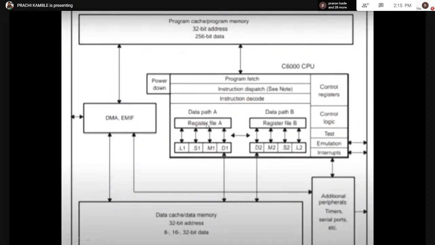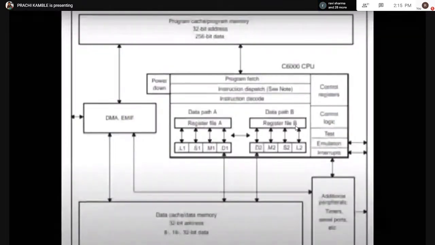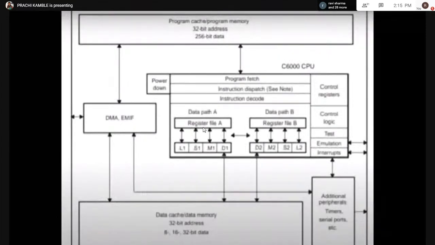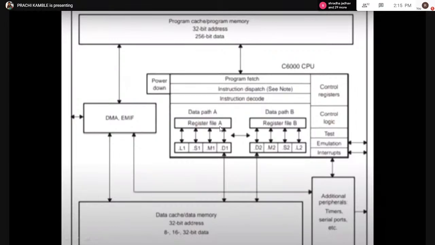Now this register file A has 16 registers. In register file B also there are 16 registers. And the size of each register is 32 bits. As we know, right now all the DSPs, processors and controllers belong to 32-bit address and data size. So each register file consists of 16 registers, and each register is 32 bits in size.